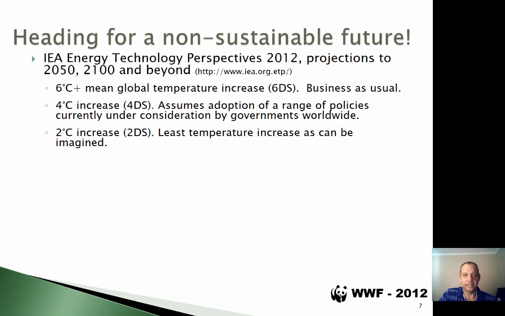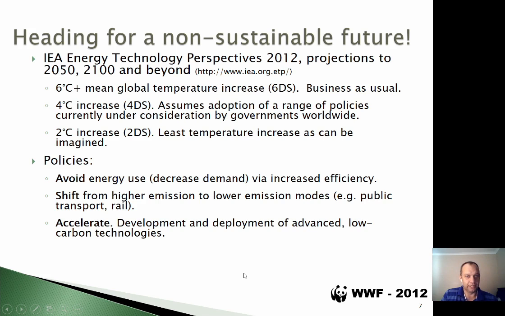So these policies are basically to avoid, shift, and accelerate. Avoid energy use where necessary, thereby decreasing our demand, or also increase efficiency of the ways in which we use energy at the moment. Shift away from higher emissions to lower emission modes, use more public transport, more rail transport, instead of everybody having their own car, for instance. And then accelerate development of advanced low-carbon technologies, of which biofuels will be one.